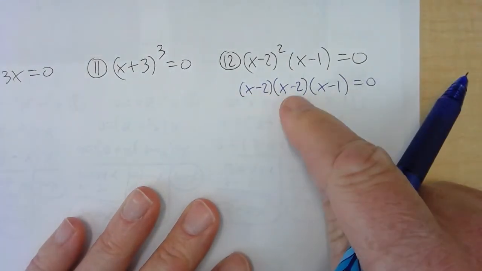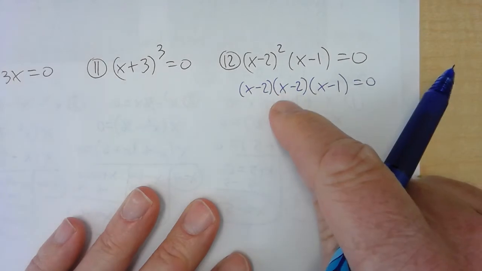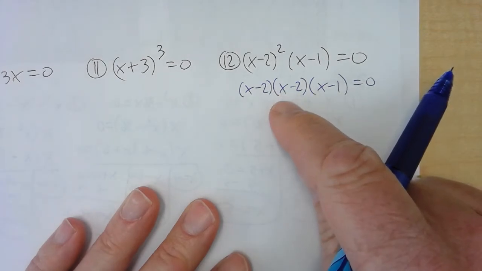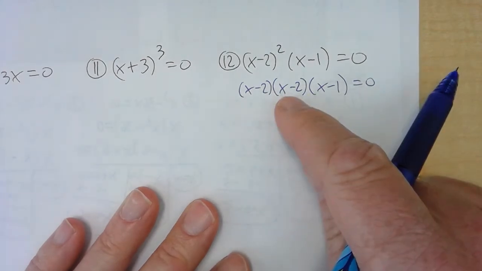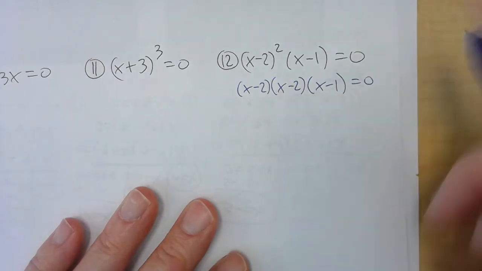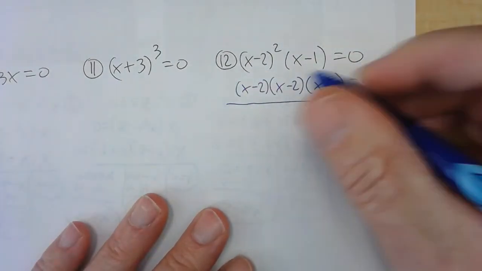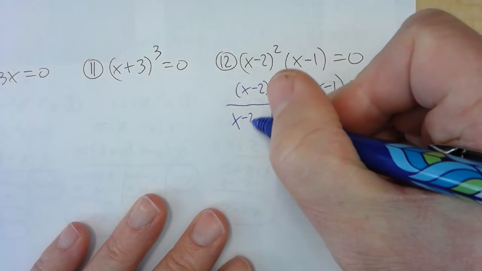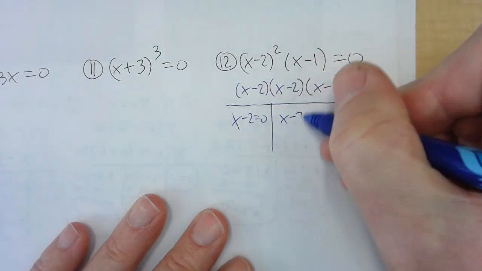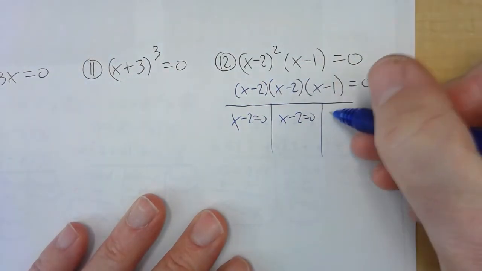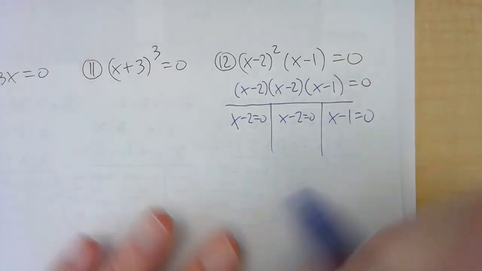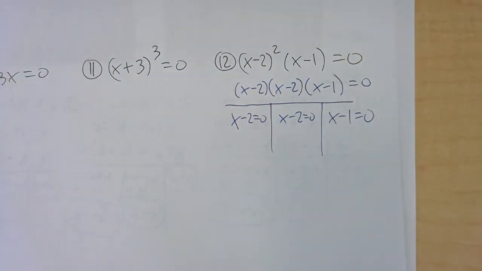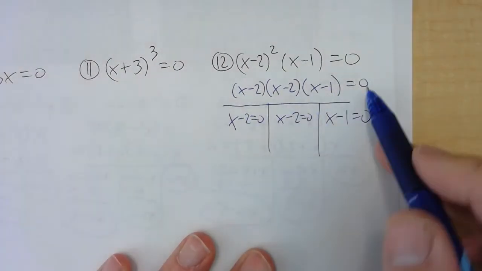Anytime there's a double solution, the polynomial doesn't cross the x-axis. It's a repeat solution. That's where it's going to be tangent or just touch the x-axis in one place. And I'll show you the graph of this. So it's x minus 2 equals 0, x minus 2 equals 0, x minus 1 equals 0. So I don't have to factor this. I can skip that step. It's already kind of represented in linear factors.